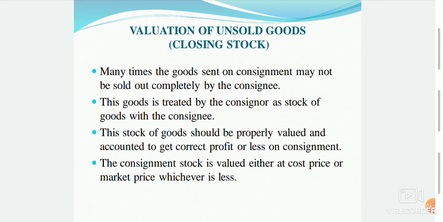Next, valuation of unsold goods. Many times the goods sent on consignment may not be sold out completely by the consignee. These goods are treated by the consignor as stock of goods with the consignee. This stock should be properly valued and accounted for to get the correct profit or loss on consignment. The consignment stock is valued either at cost price or market price, whichever is less. If all the goods are not sold by the consignee within the accounting period, the unsold stock is brought into the consignor's books, valued at cost price or market price, whichever is less.